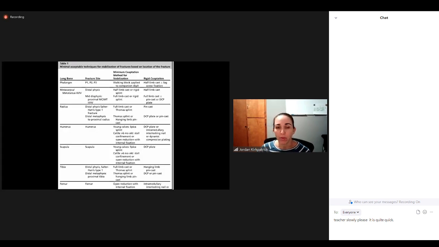This is just a diagram talking about how to support fractures in various areas of the limb. We'll discuss this more next week in the equine lecture as far as splinting for transportation, just basic stabilization initially for fractures to get them to a hospital for treatment.